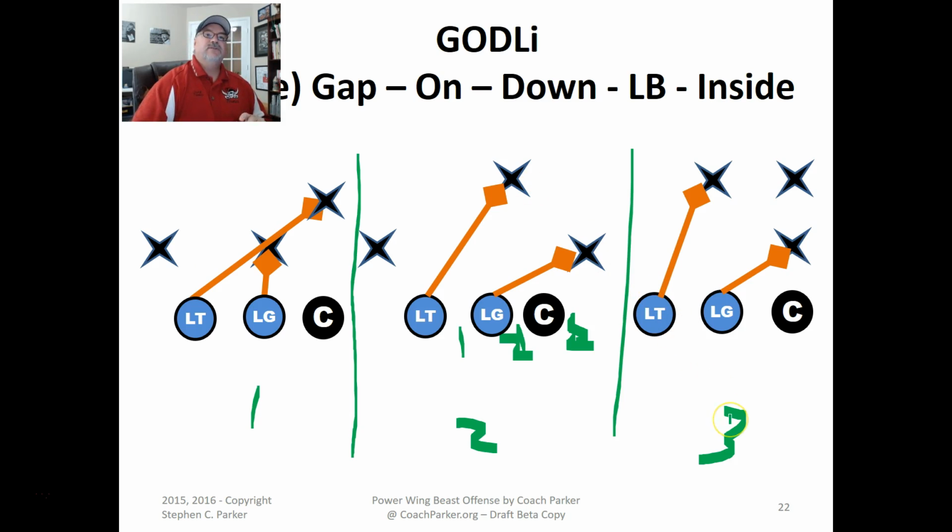In the third situation, I've got the guard going gap no, on no, down yes. We've got the down here. And then I've got the left tackle going gap no, on no, 1, 2, that's a no. And then he's going to go after the near linebacker. And if this guy's already flowed out, he's going to pick up the second linebacker here, but he's coming after these 2 linebackers here in this situation.